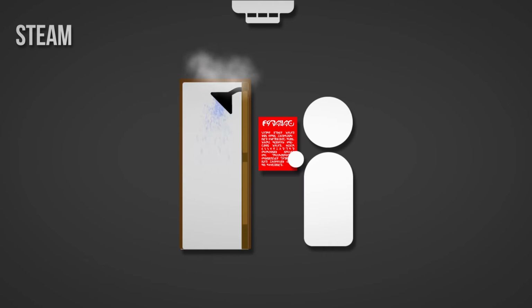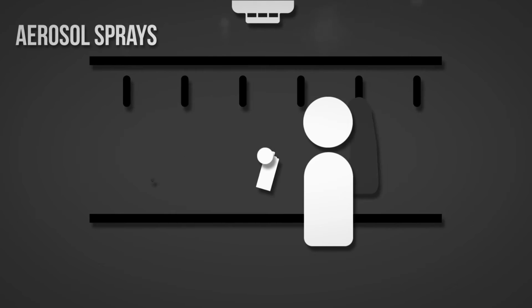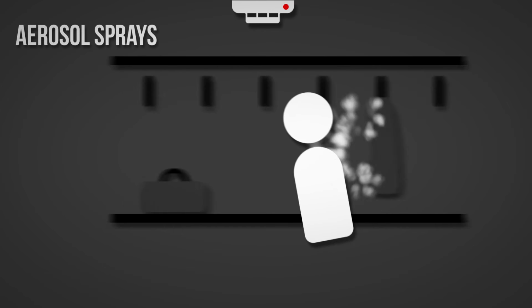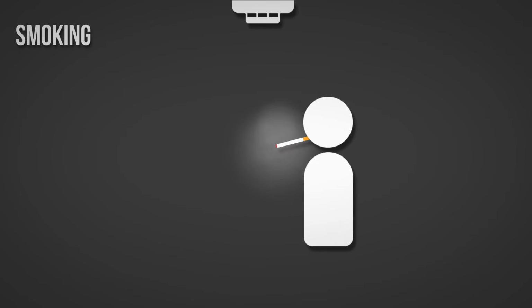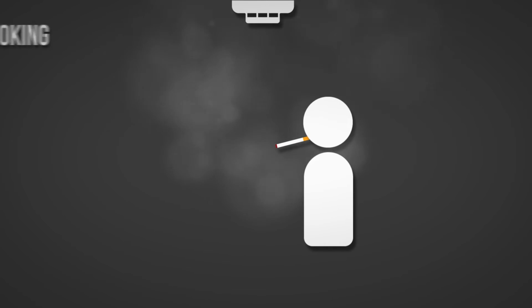Steam. Put up signage to alert staff and keep doors closed. Aerosol sprays. Consider signage to warn them or move the detector to a more suitable location. Smoking. Ensure smoking is in only designated areas and put up signage.